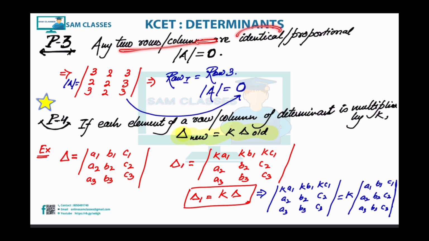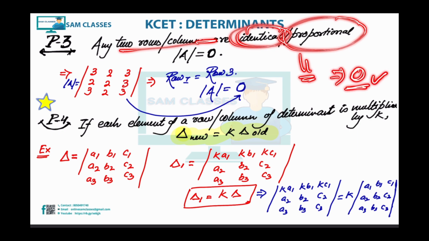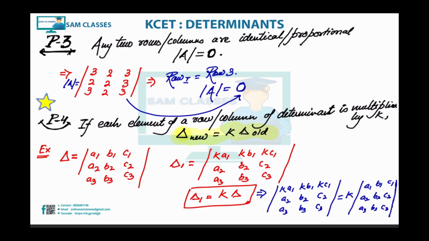So any two rows, either they're identical or they're proportional, both ways they'll end up being 0. The determinant value will be what? 0, students. Clear till here?